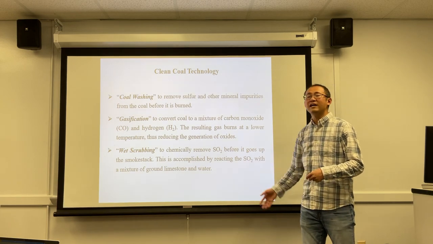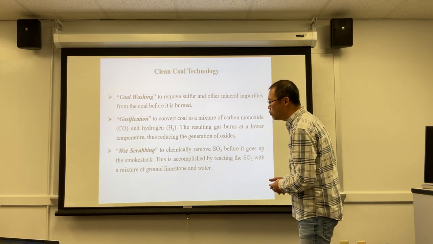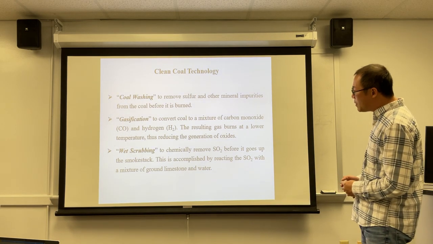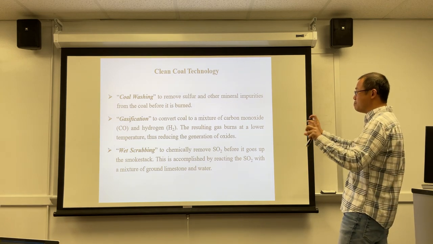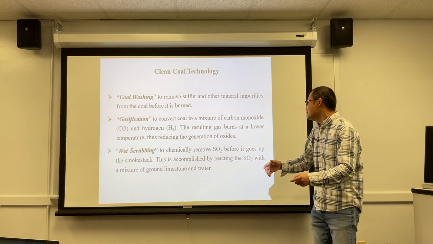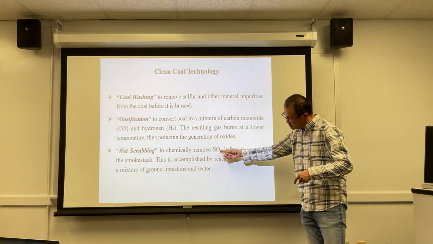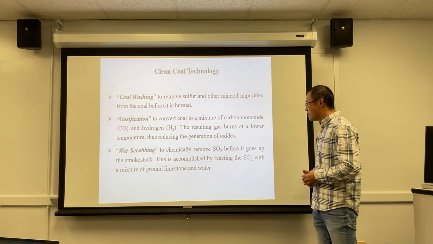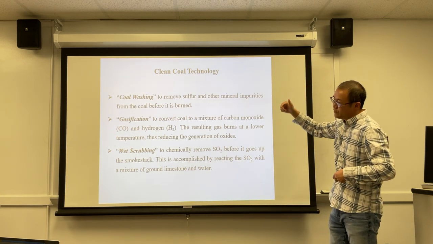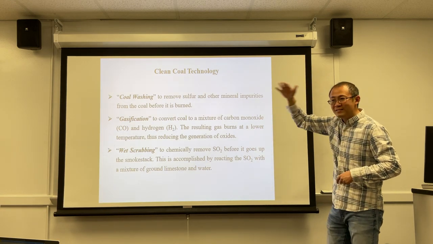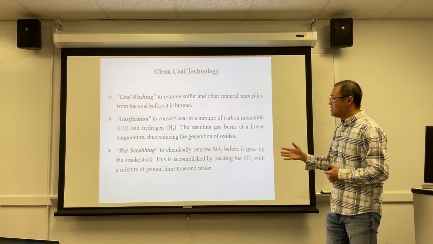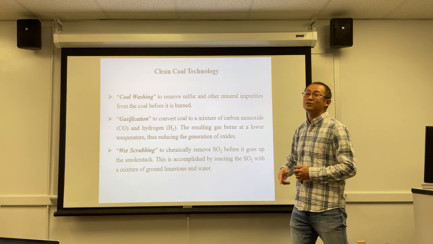Okay, the third technology, which I think is the most common, is called wet scrubbing. That is, chemically removing one of the main pollutants released from burning coal, that is sulfur dioxide, before it goes up to the smokestack, I mean, before it's released from the chimney to the atmosphere. So basically, you put something on or inside the smokestack that can remove SO2.